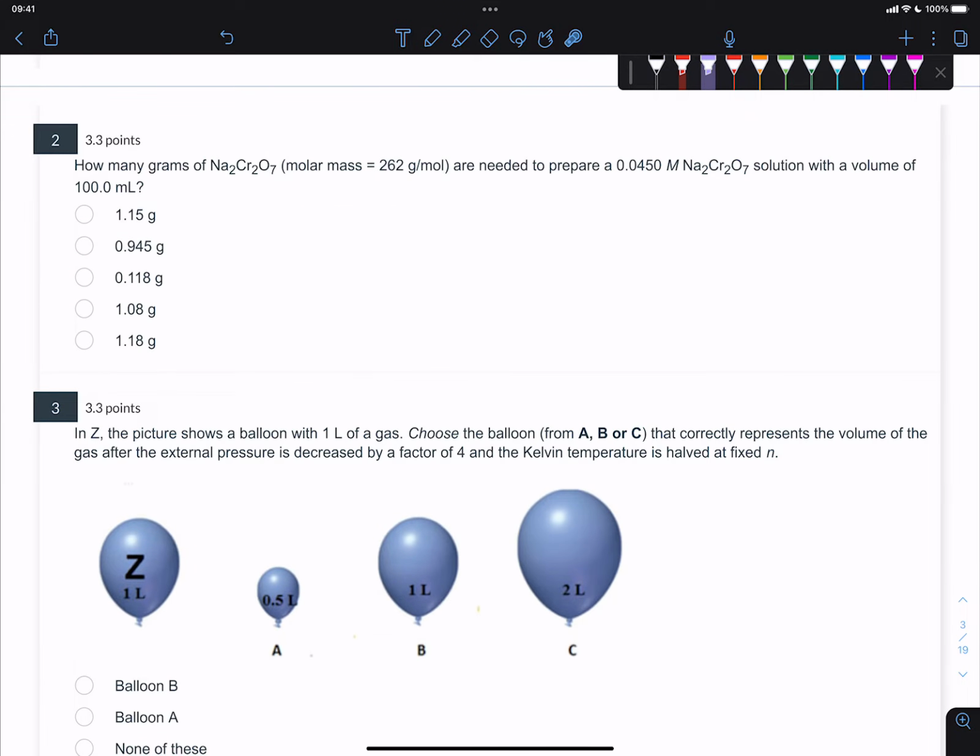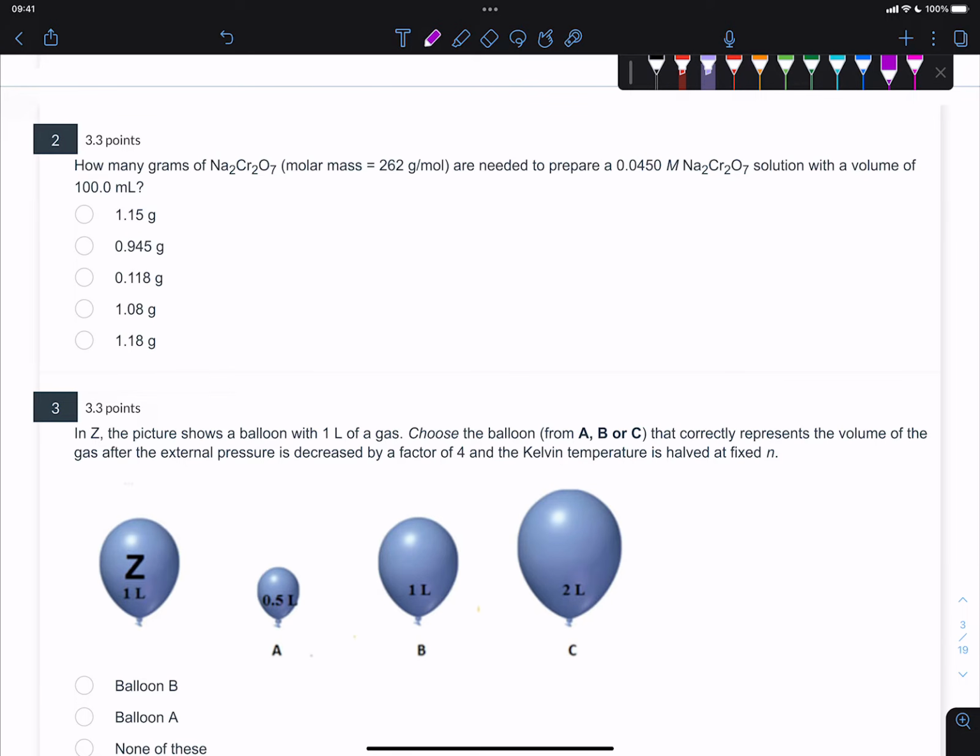Question 2. How many grams of, is that sodium chromate or sodium dichromate? I don't know. Let's just call it sodium chromate. Doesn't really matter. With a given molar mass are needed to prepare 0.0450 molar sodium chromate solution with a volume of 100 milliliters. So this is a molarity question.